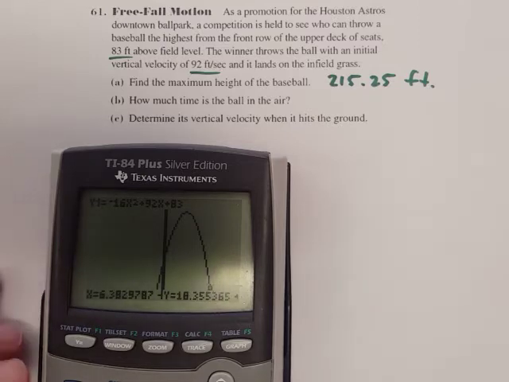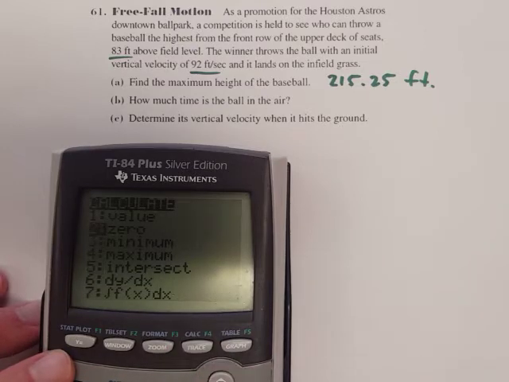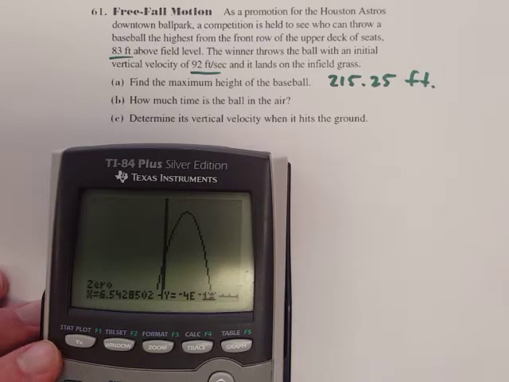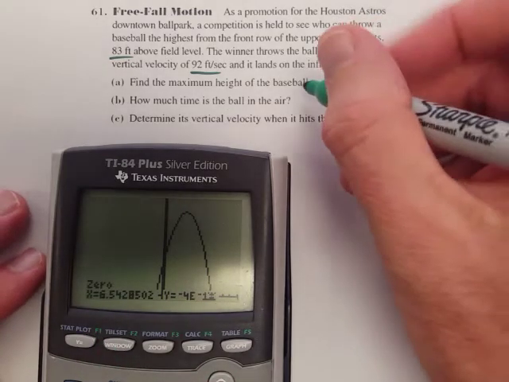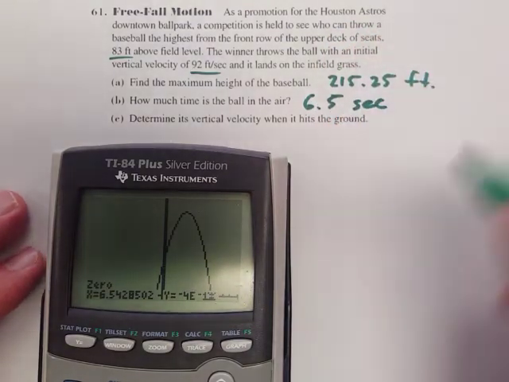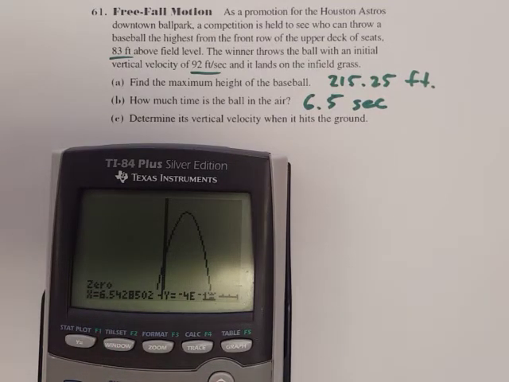But if I really want to get this, I can go back to second trace, go to 0, left boundary, hit enter, go back here, right boundary, go back a little towards it. This 4e to the -1 just means it's really, really close to 0, but it looks like here we've got about 6.5 seconds. So we'll just round it to 1 decimal place, 6.5 seconds, because that is the x value that indicates the time in this case.